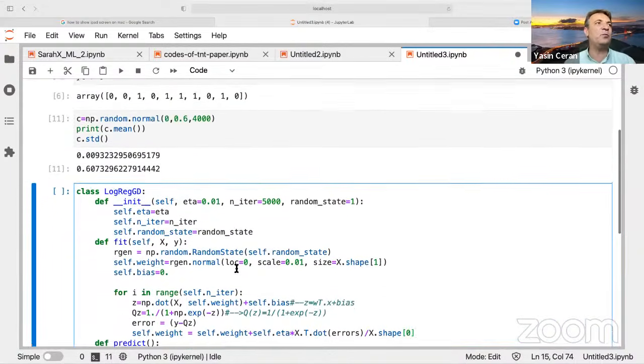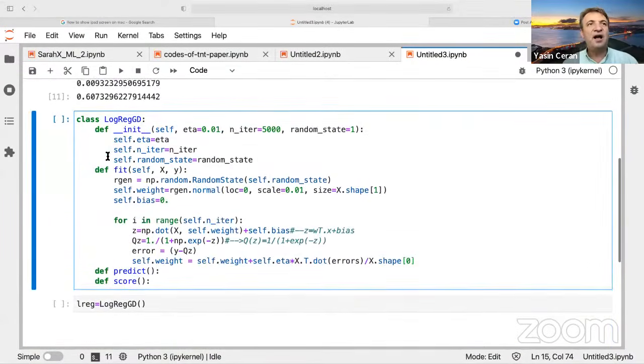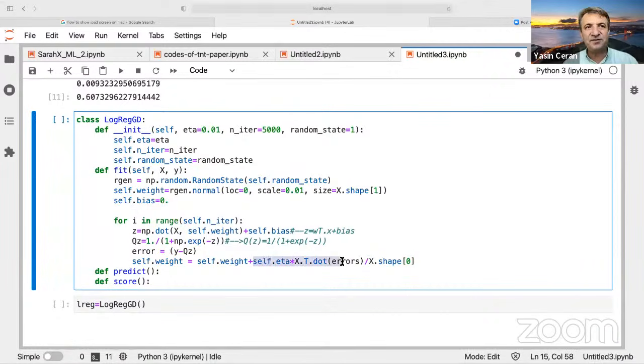Now let's see what I'm trying to do. Look, X.shape: I have 100 data points. I am adding up all the errors for individual data points, and then I'm dividing by the number of data points. So this is my average error. That's why I'm dividing by 100 here.